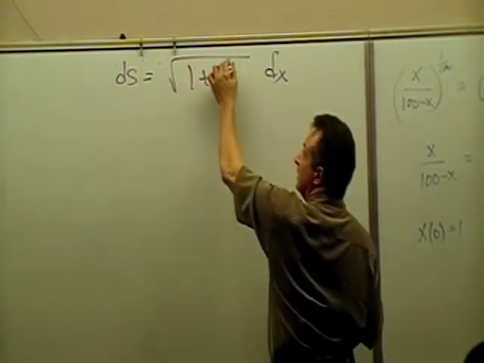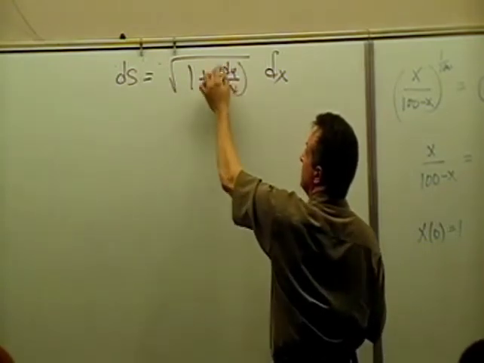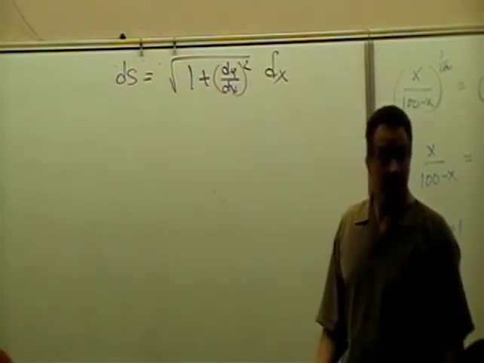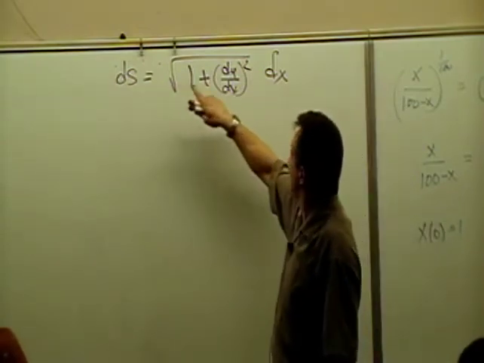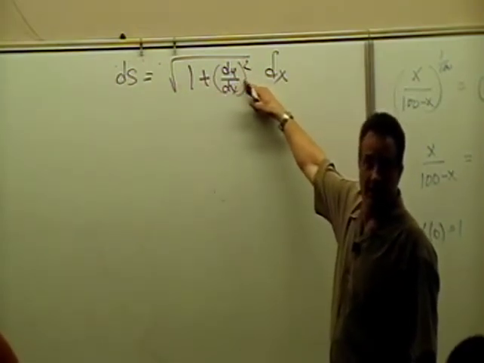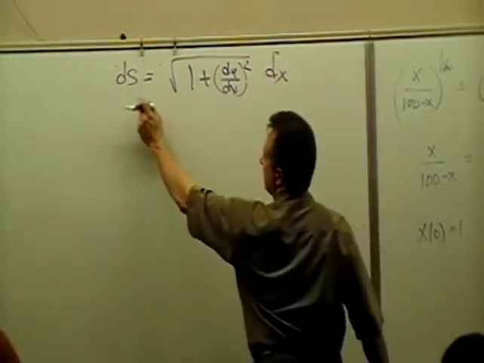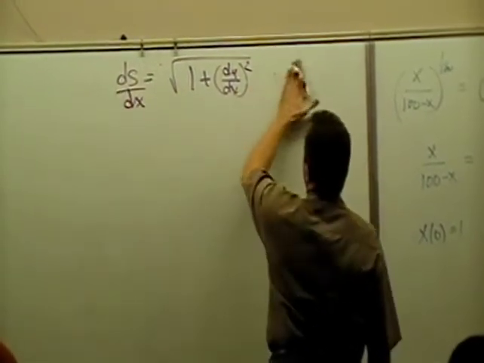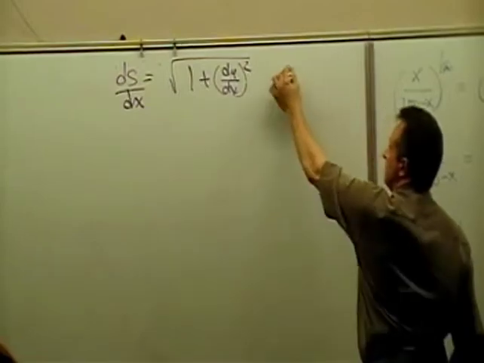1 plus dy/dx quantity squared. Right? This is how I relate the differential arc length to x's and y's. Or if I move the dx to the other side, I'll have that, wouldn't I? This is from Calc 2.